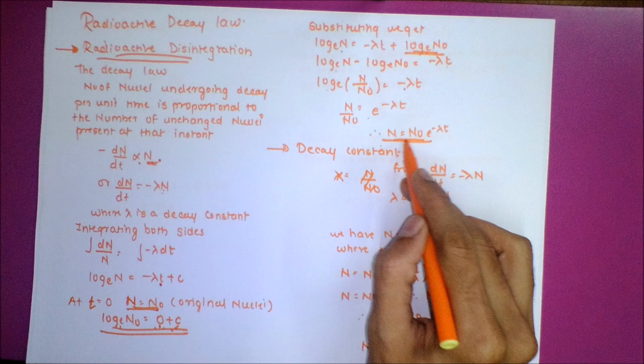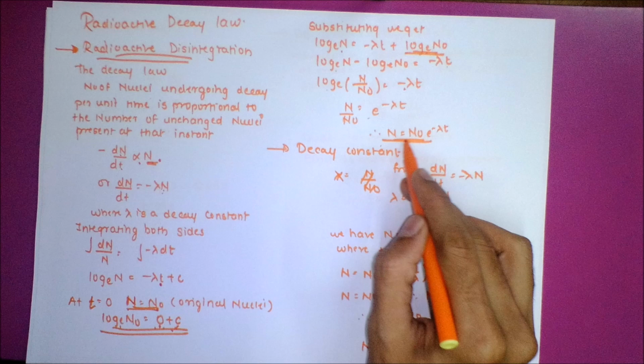Now we substitute the value of c in the above equation. So we get log N to the base e equals minus lambda t plus log N0 to the base e. Taking the log to the other side, we have log N minus log N0 equals minus lambda t. So log of N upon N0 is equal to minus lambda t. So N upon N0 is equal to e raised to minus lambda t. Removing the log, we have an exponential. So N equals N0 e raised to minus lambda t.